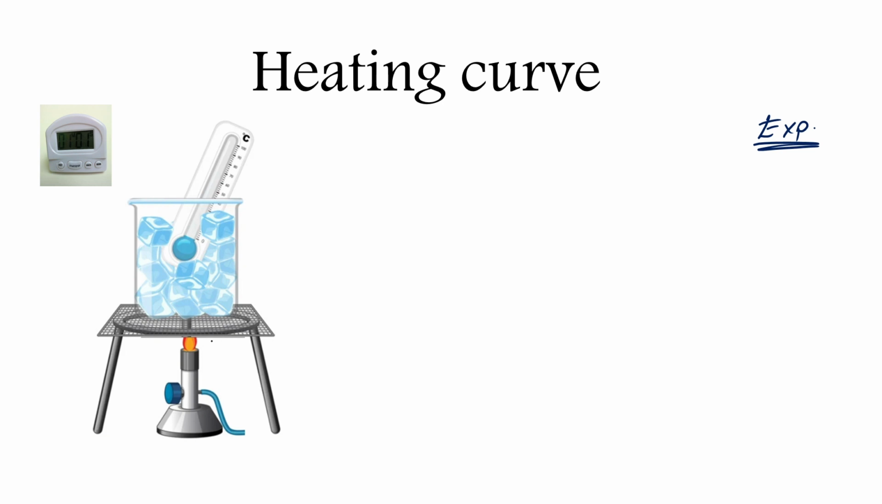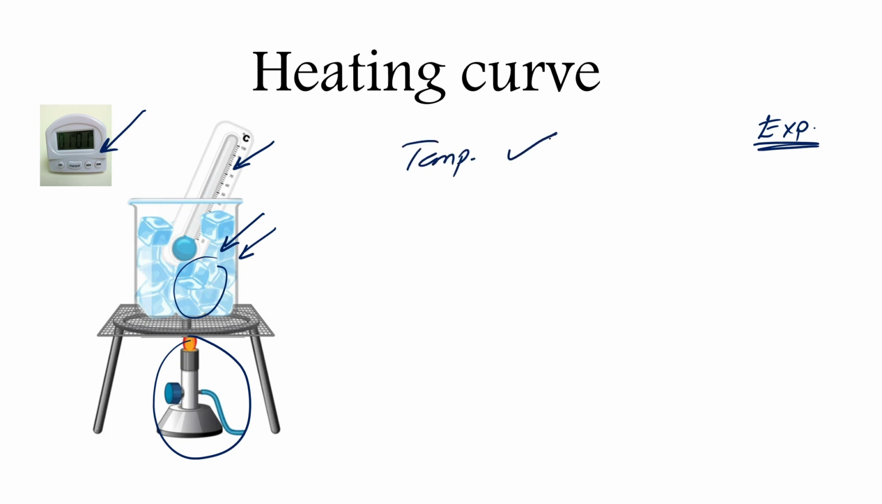We need a source of heat, a beaker, ice, a thermometer and a timer. The first step is to place some ice in a beaker, measure the temperature of the ice and record it. After 1 minute, measure the temperature again and record it. Repeat every minute until at least 3 minutes after the ice has melted.